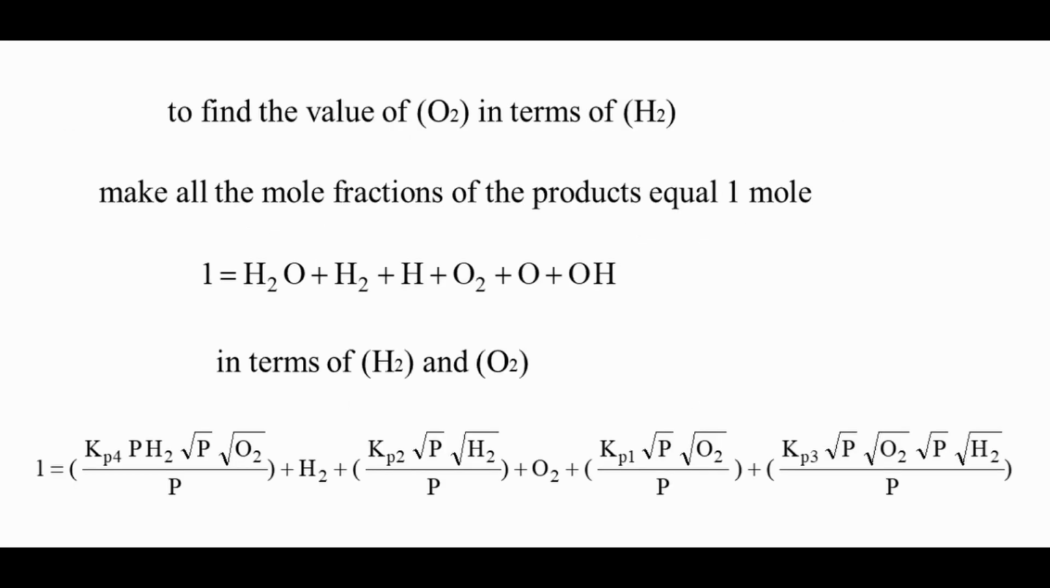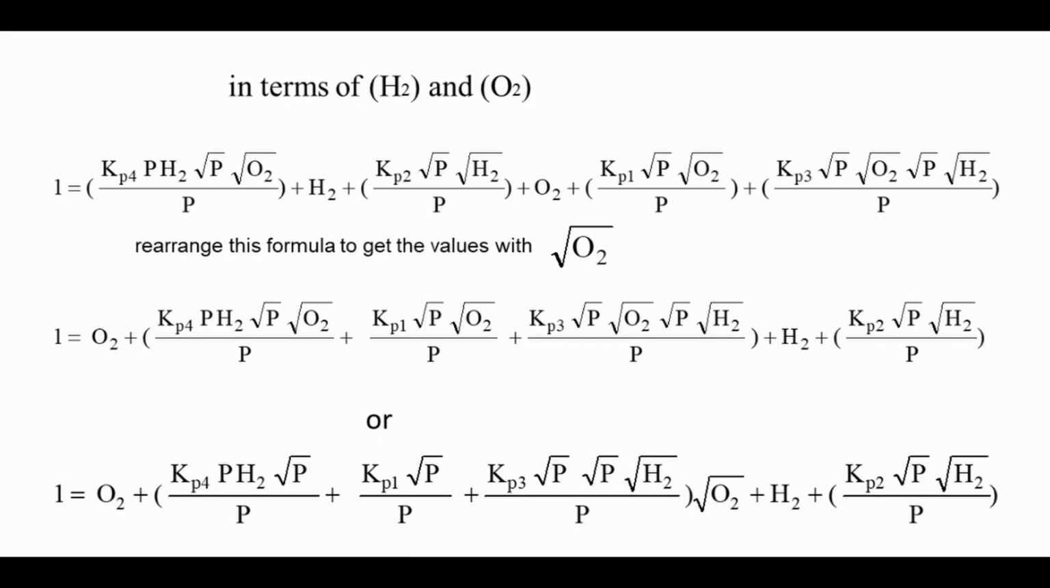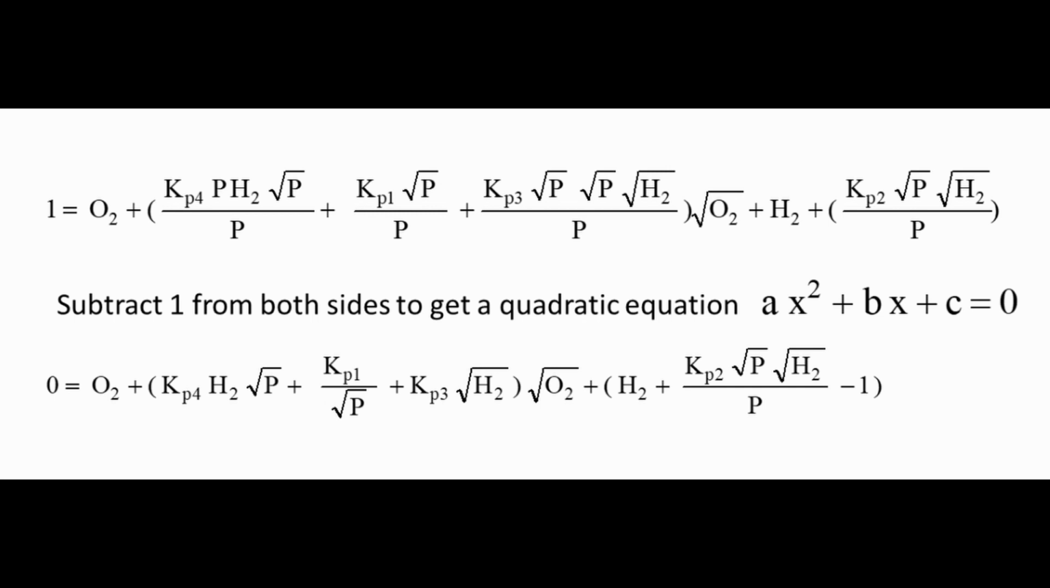We will now attempt to find the value of O2 in terms of H2. We can make the sum of the mole fractions of all the products equal 1 mole. We can rewrite this summation in terms of H2 and O2. We can rearrange this formula to get the values with square root of O2 in them all together. Subtract 1 from both sides to get an equation equal to 0.